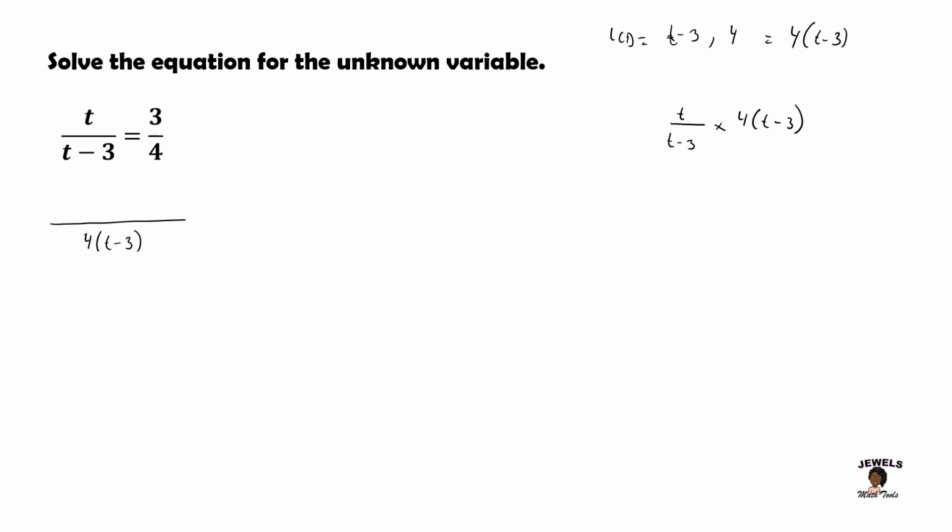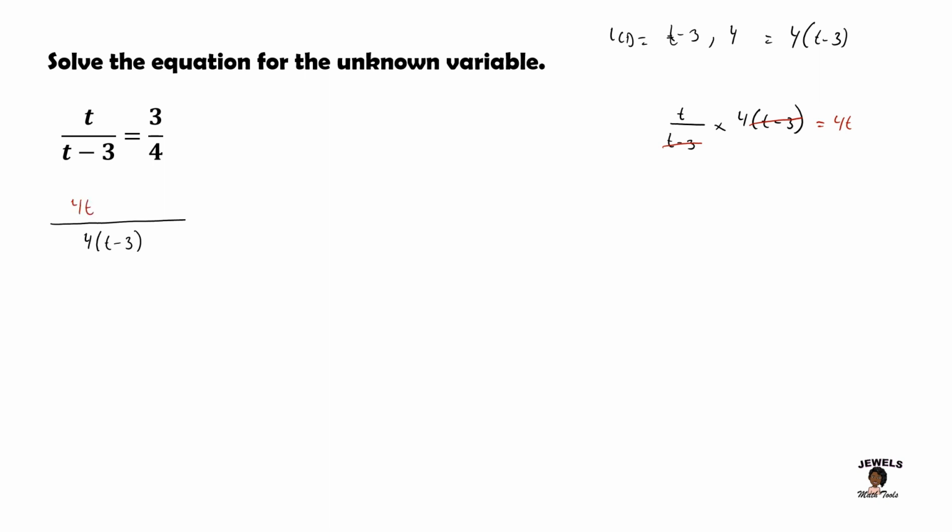So let's begin with our t minus 3. We're going to cancel t minus 3 here and t minus 3 in our LCD. And now multiply t times 4, which will equal 4t. So our first fraction in its equivalent form is 4t.